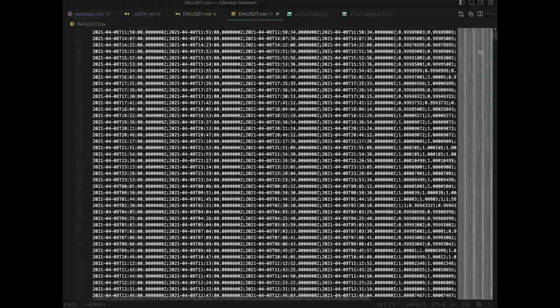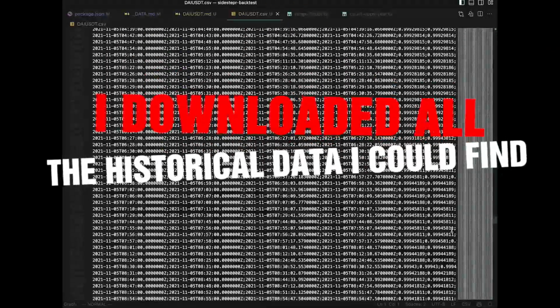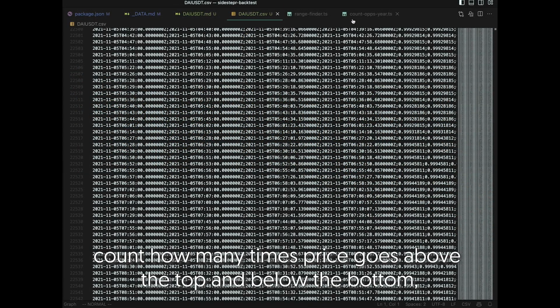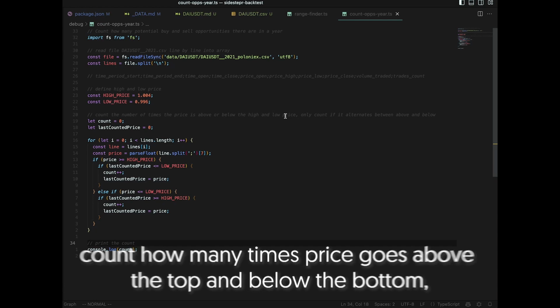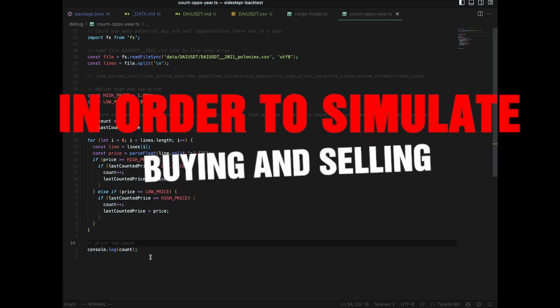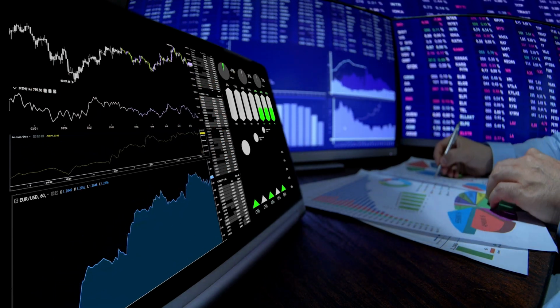To gauge historical performance, I downloaded all the historical data I could find from this exchange and ran a counter to count how many times price goes above the top and below the bottom, alternating one after the other, in order to simulate buying and selling. Essentially, counting the periods that you saw in the previous spreadsheet.